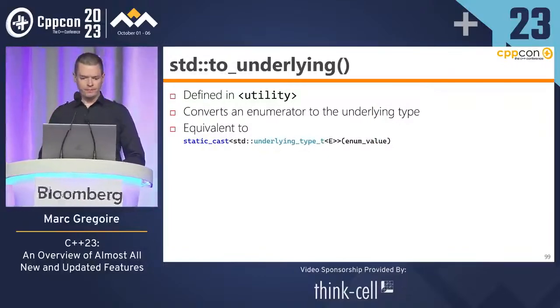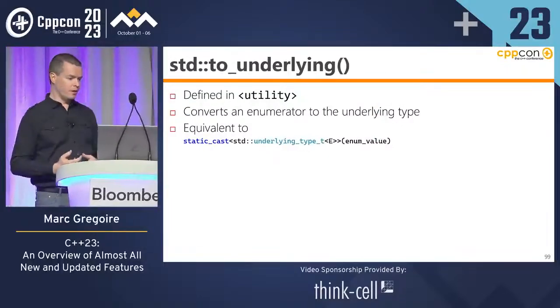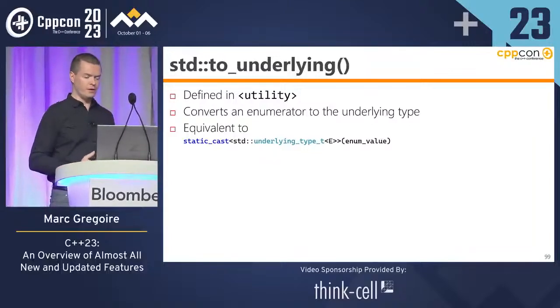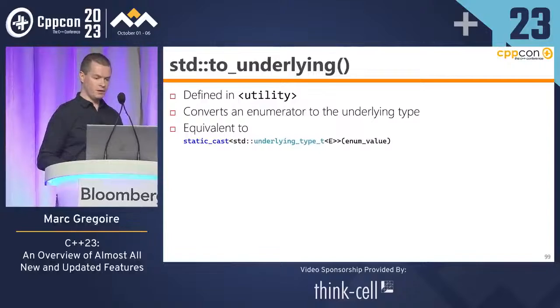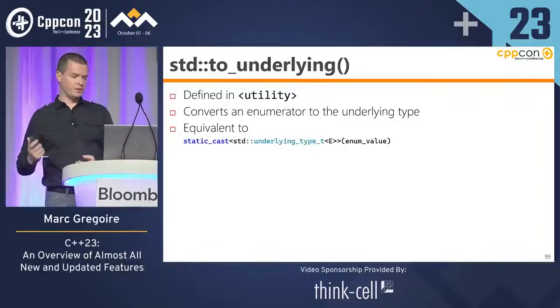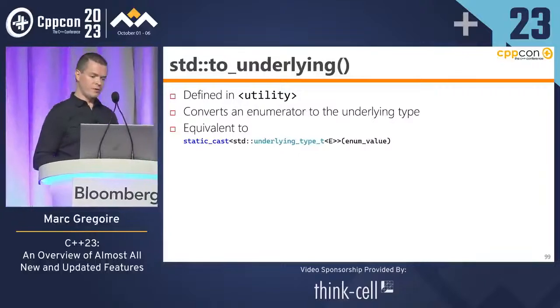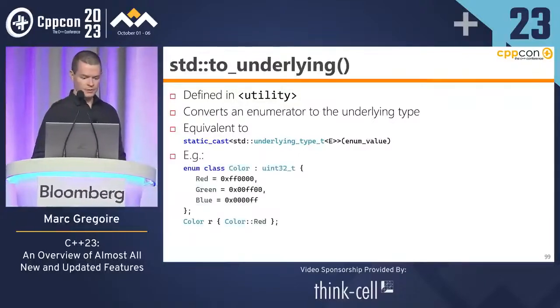To underlying, it's defined in utility. What it does, it converts an enumerator to the underlying type. So in the past, you could do something like this: a static_cast to std::underlying_type_t of E, my enumeration type, of a certain value. This is ugly.